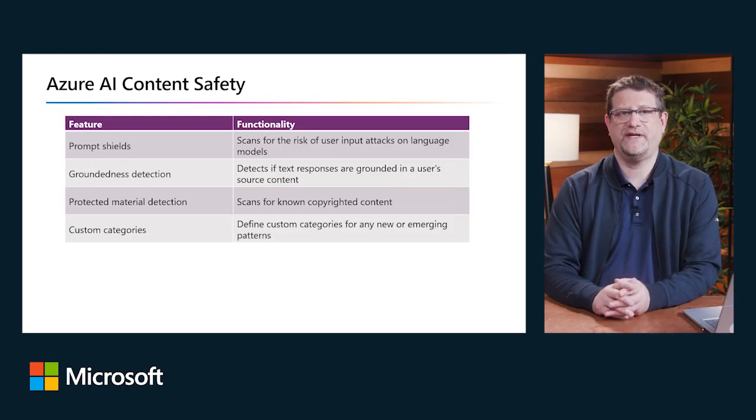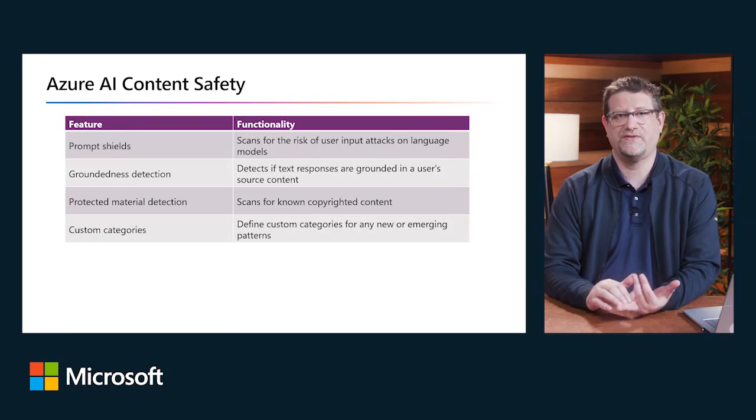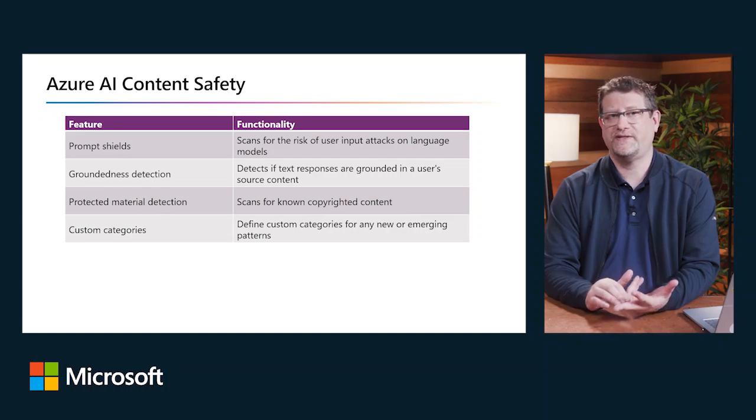Azure Content Safety has several key features, such as prompt shields, which scan for the risk of user input attacks on the language models; groundedness detection, which detects if the text responses are grounded in a user's source content; protected material detection, which scans for known copyrighted content; and custom categories, for defining custom categories for any new and emerging patterns.